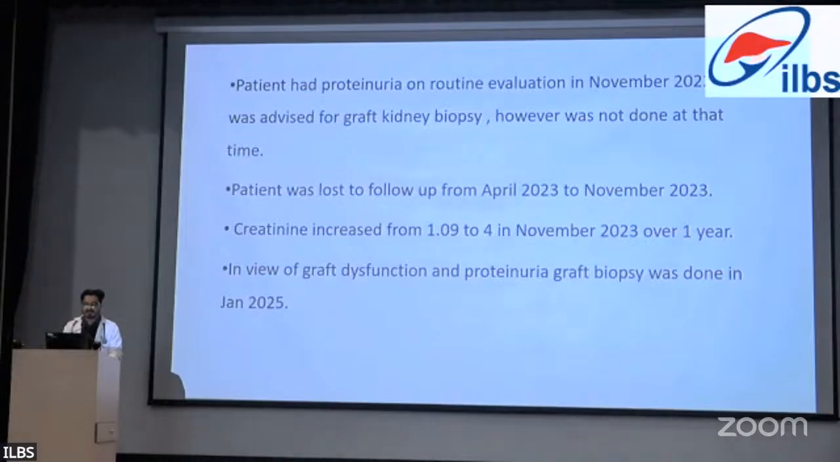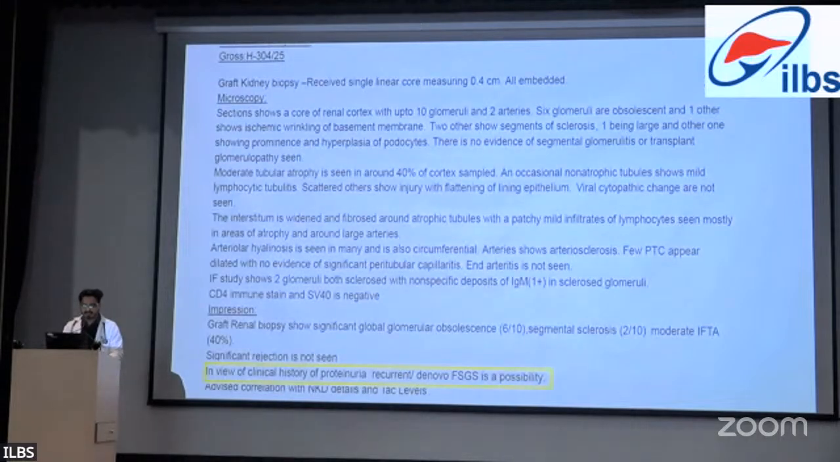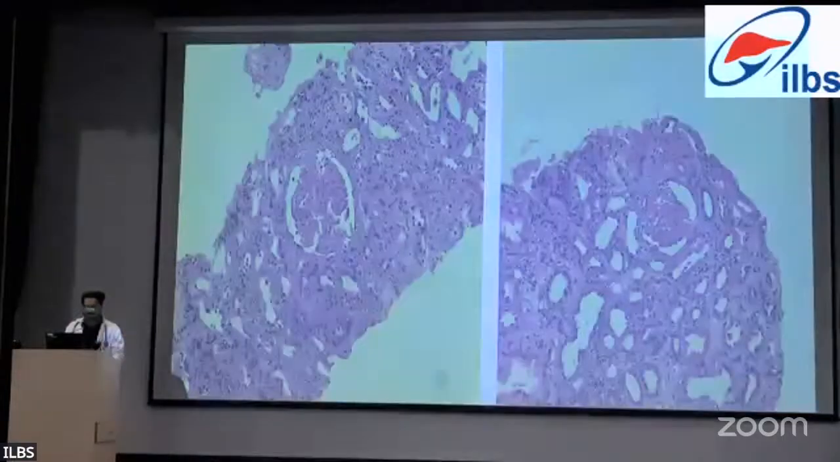In view of graft dysfunction and proteinuria, graft biopsy was done in January 2025. This was the kidney biopsy, which showed recurrent and/or de novo FSGS as a possibility for graft dysfunction. And this was the slide.